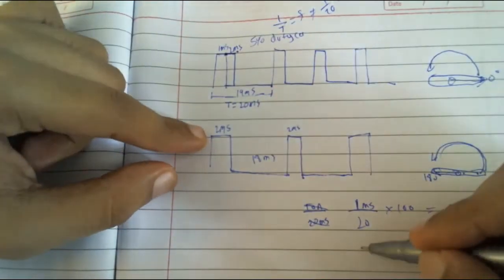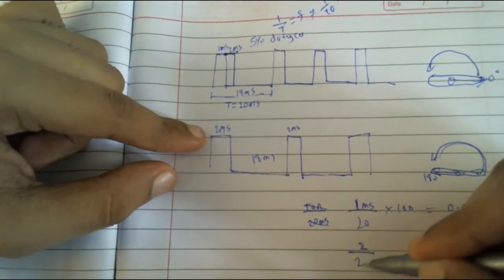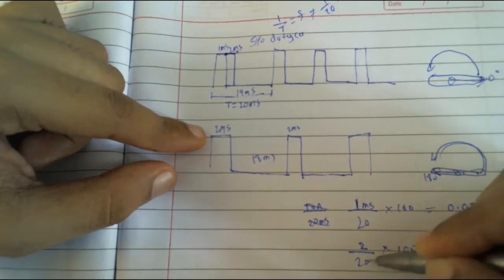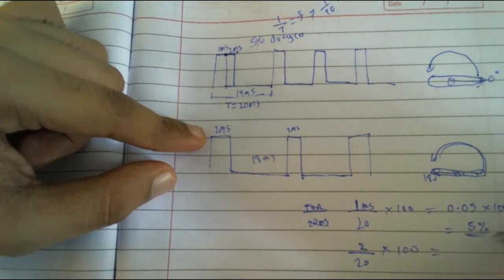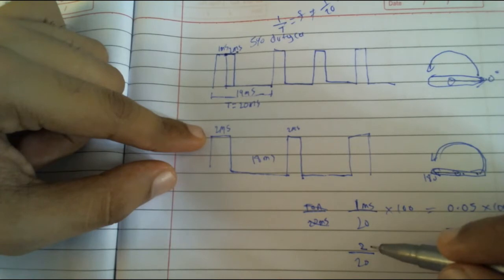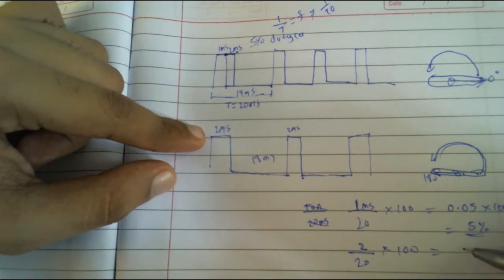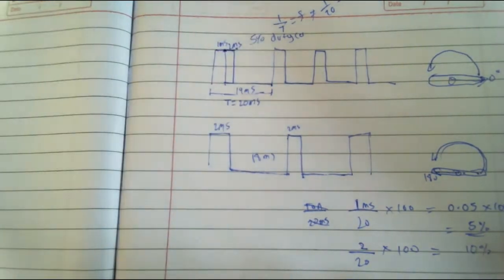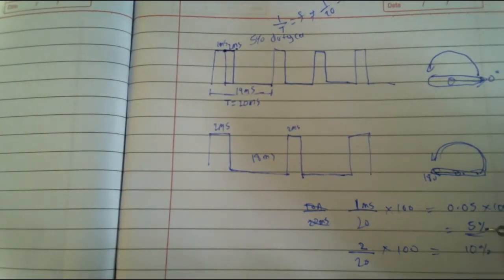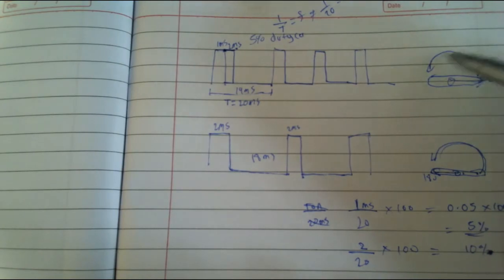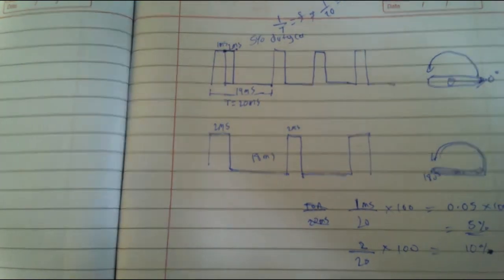And let's calculate this. 2 upon 20 into 100, which is equal to, 2 upon 20 is equal to, I think, 10%. So from 5% duty cycle to 10% duty cycle, if you vary it, we'll get an angular shift from 0 degree to 180 degree. So that was the signal that we required.